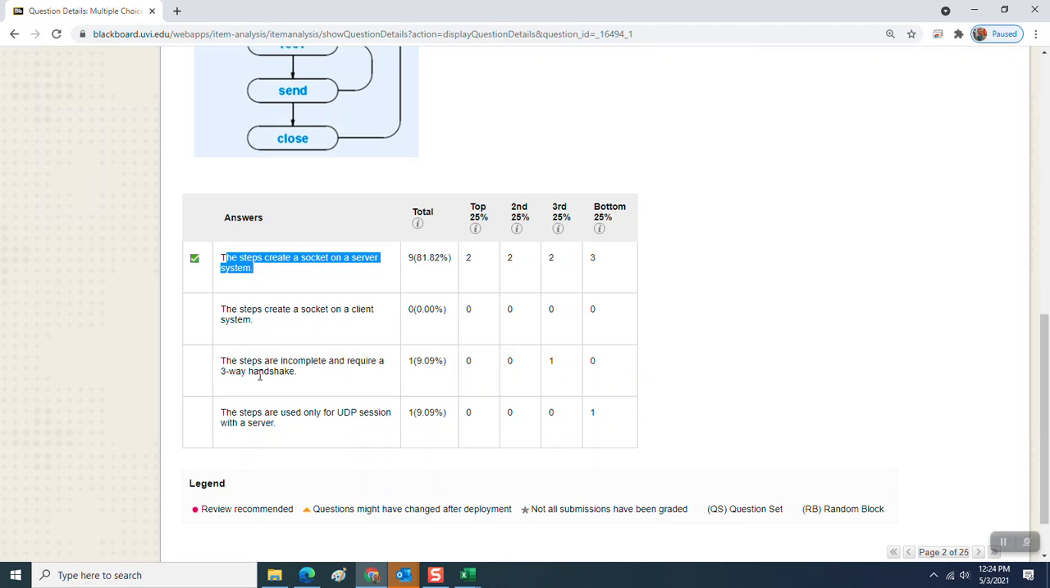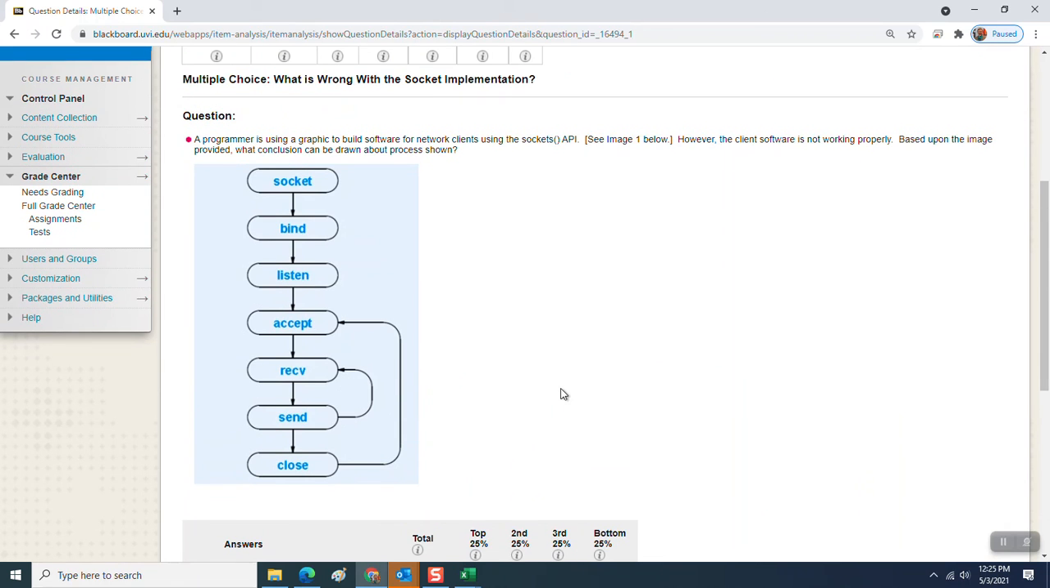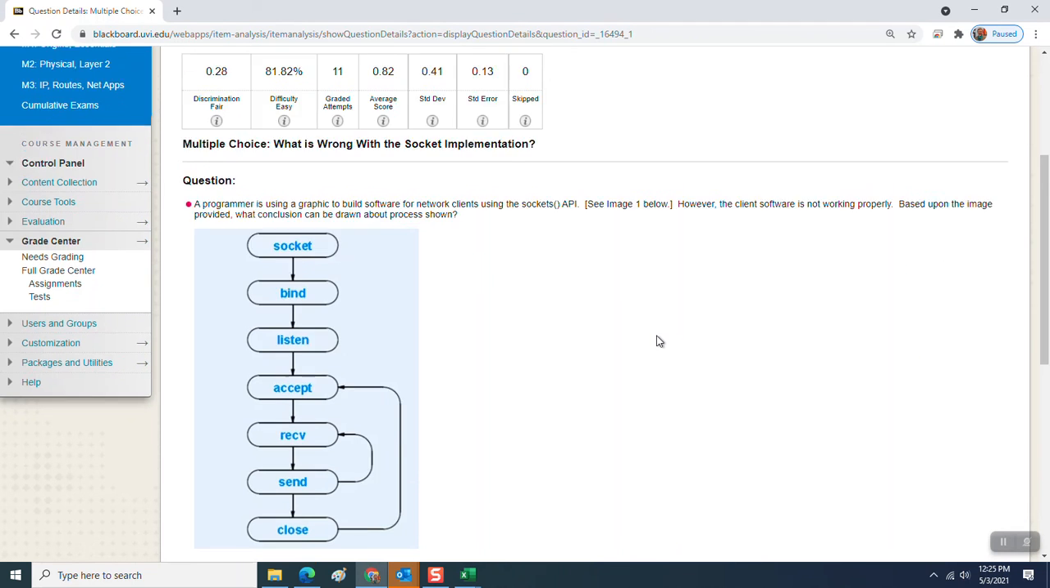And it says here 3 steps are incomplete. That has to do with TCP/IP. That may not be the case if you're dealing with a UDP session. Steps are used only for UDP. Now, when you're creating a socket to connect, you're using the same process whether it's TCP or UDP. The 3-way handshake happens once the sockets are active, so that's separate.